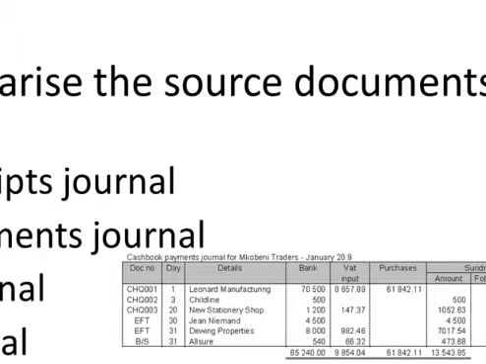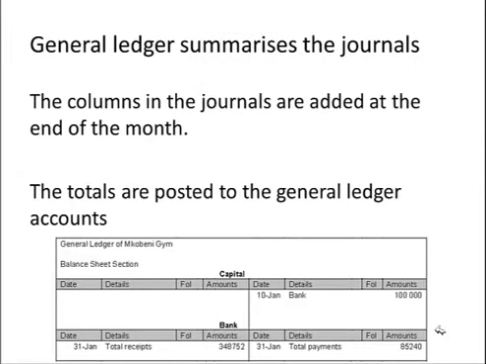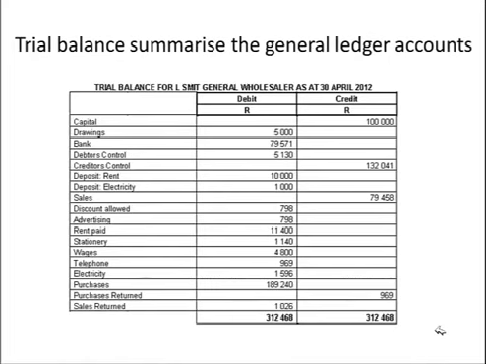The journal columns are added up at the end of each month. The totals are posted to the general ledger accounts. The general ledger accounts are then balanced and closed off at the end of each month. The totals from the general ledger accounts are then recorded in the trial balance. The trial balance is drawn up each month.